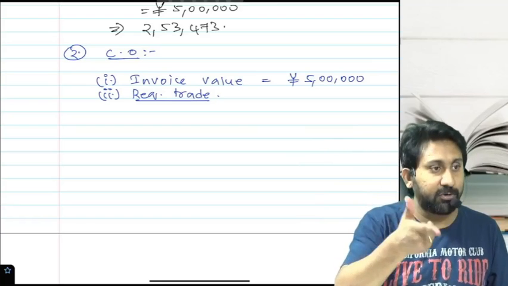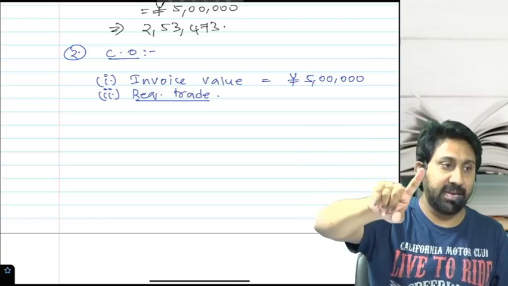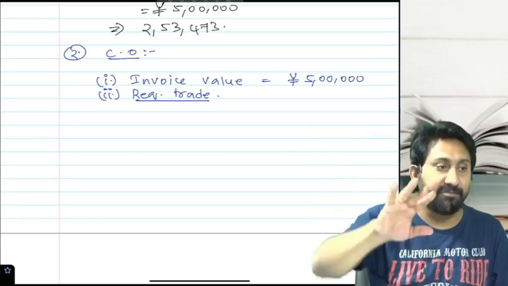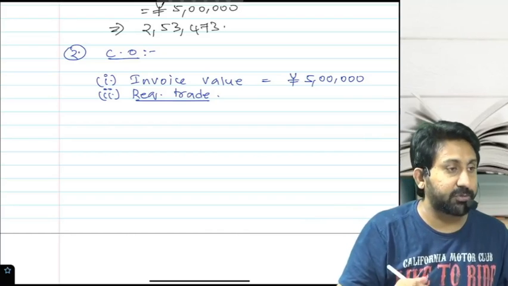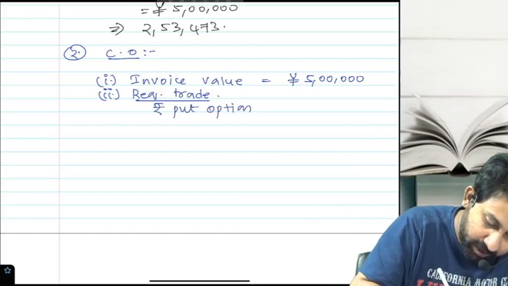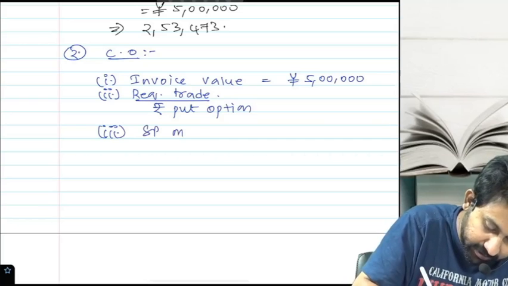But the yen quote they have given is against rupees. So we have to buy yens by selling rupee. Selling rupee means which option do we need? We need an option to sell on rupee, which means a put option. So rupee put option.